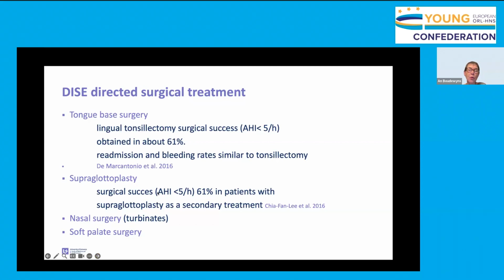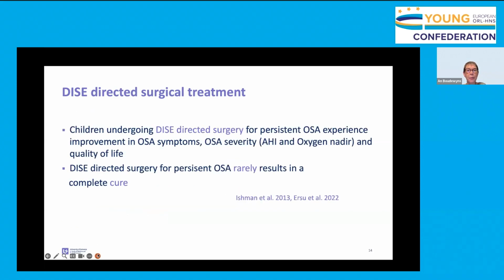So again, we do complementary surgery, but complete cure is not obtained in all the patients. You can perform nasal surgery to address turbinate hypertrophy, or you can do soft palate surgery in selected cases.